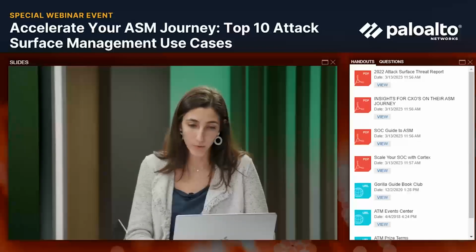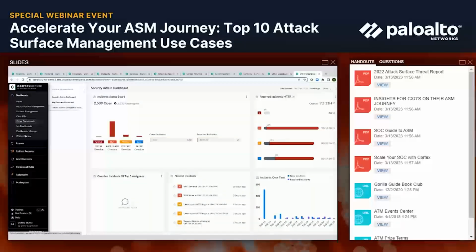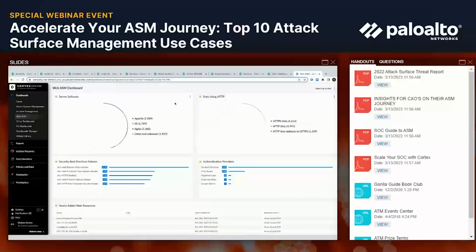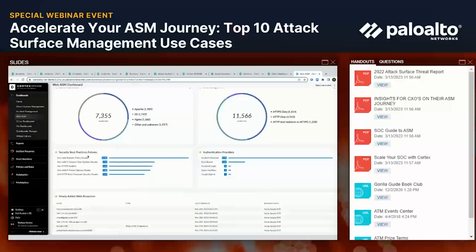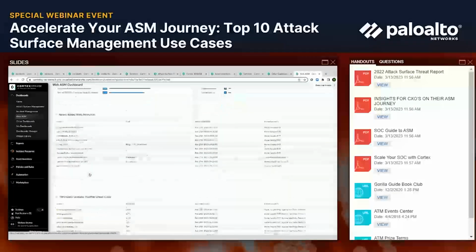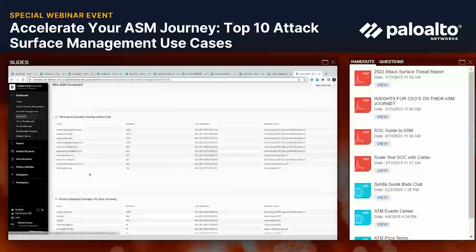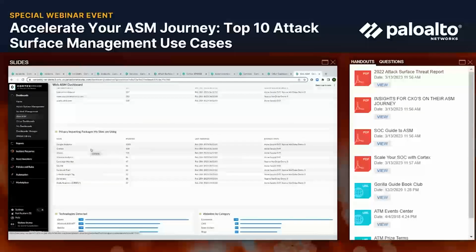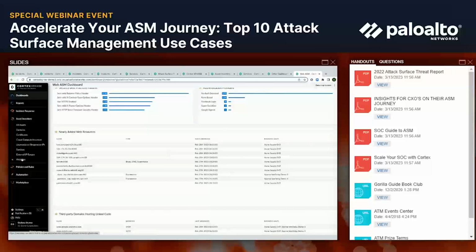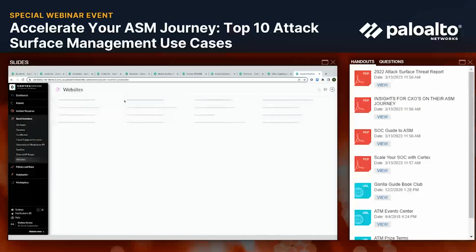And so I'll show you what that looks like if we go into our web ASM dashboard here. So this is a high-level overview of your server software, sites using HTTP, your top best practices that your websites are failing, as well as newly added web resources, third-party domains hosting linked code, and privacy-impacting packages your sites are using. So then we can also go and look into your websites under your asset inventory.